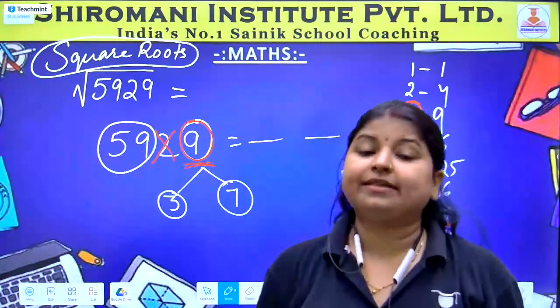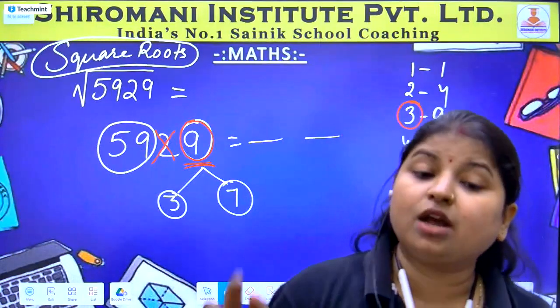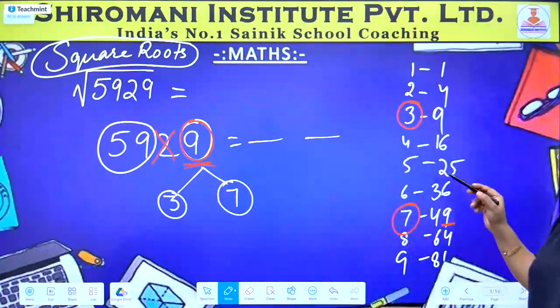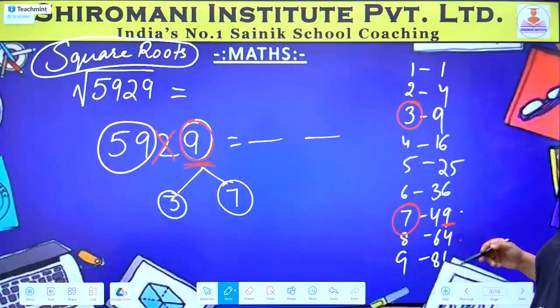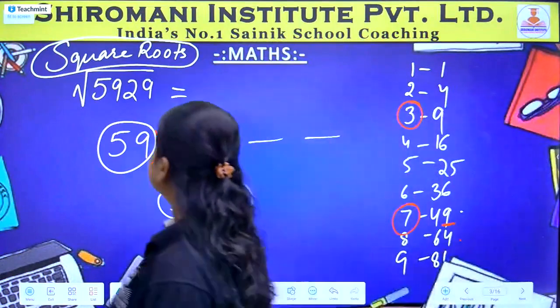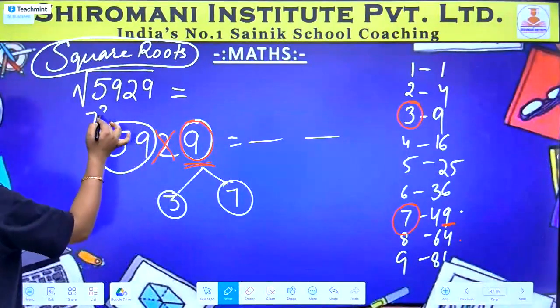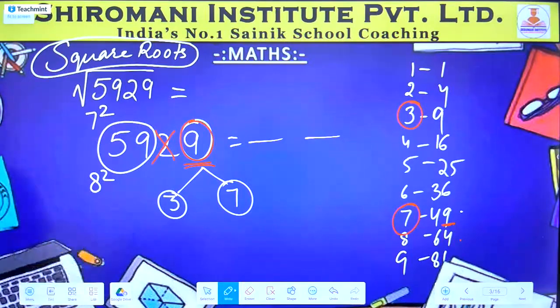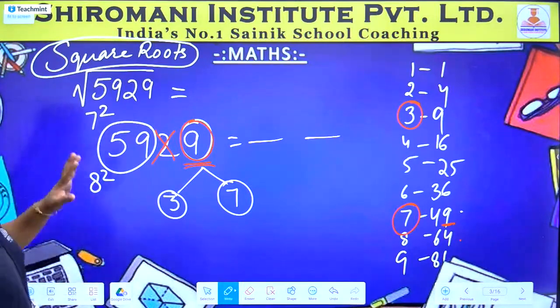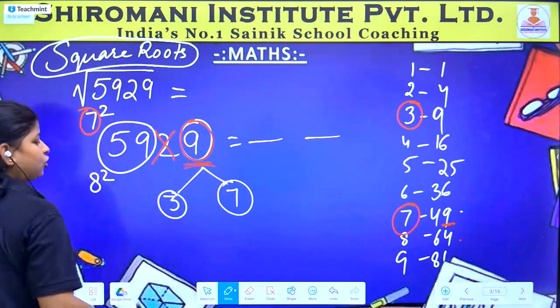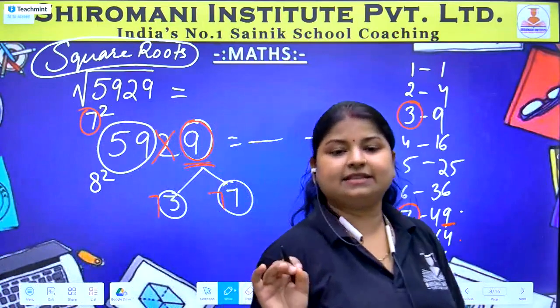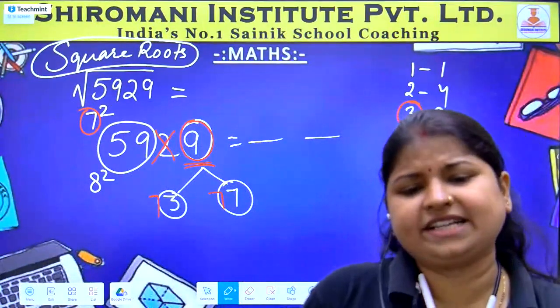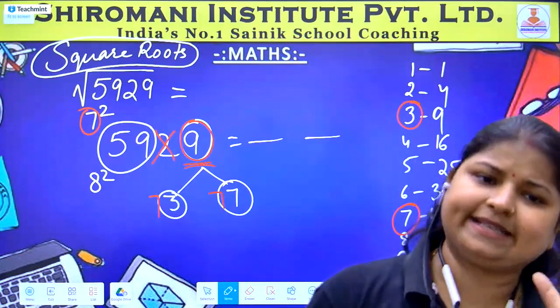59 is left. Now, this 59 is between which two squares? 59 is greater than 49 and less than 64, so it is between 7 ka square and 8 ka square, that is between 49 and 64. Take the smaller digit, that is 7. So my answer is either 73 or 77.